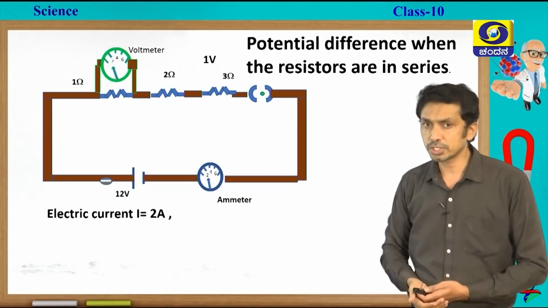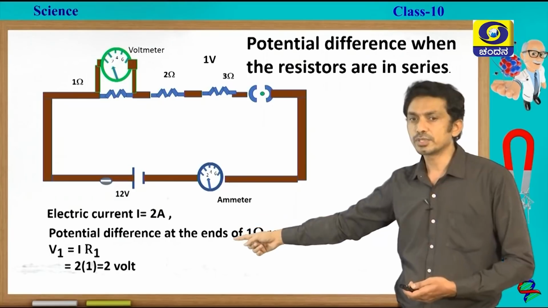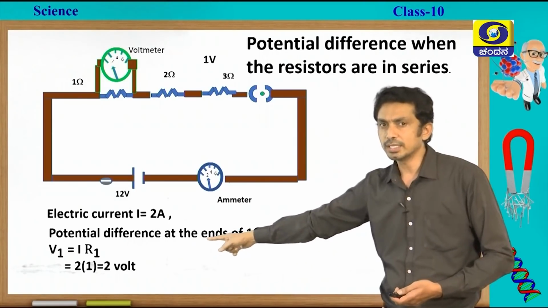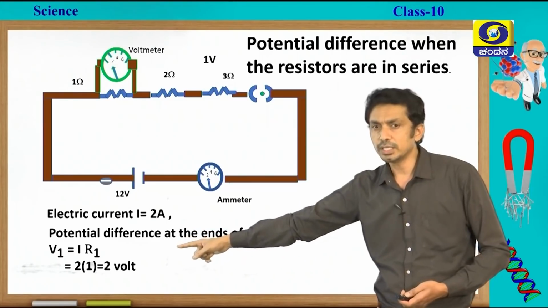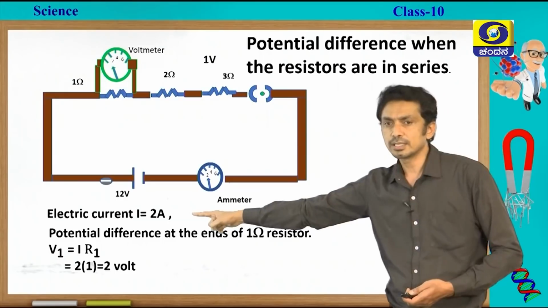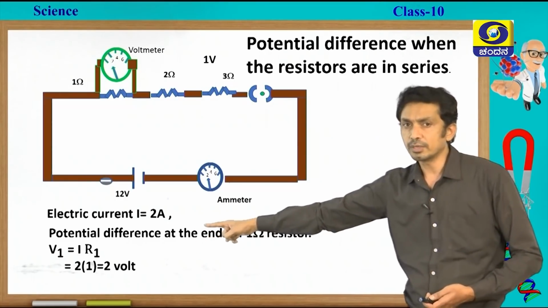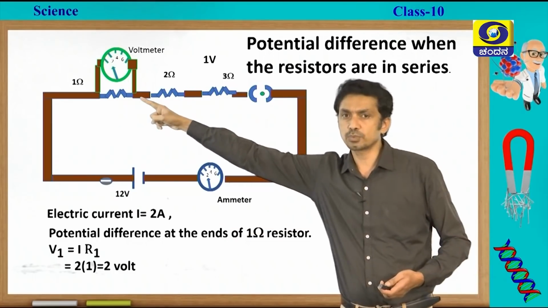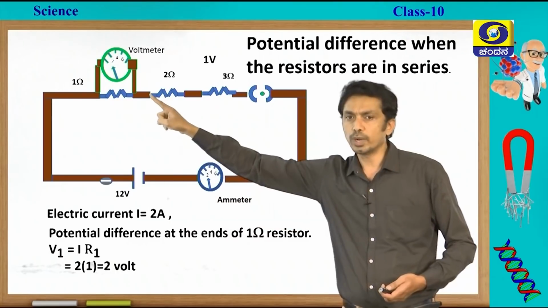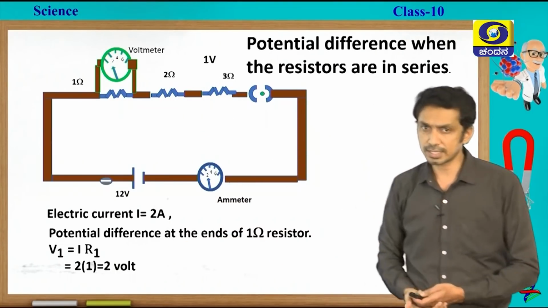How do we get this potential difference as 2 volt? As you can see, it is by Ohm's law. V is equal to IR. What is the value of I? It is 2 ampere. And R1, what is the value of R1? It is the first resistance, 1 ohm. So we got the value 2 into 1, 2 volt, that is the potential difference of the first resistor.